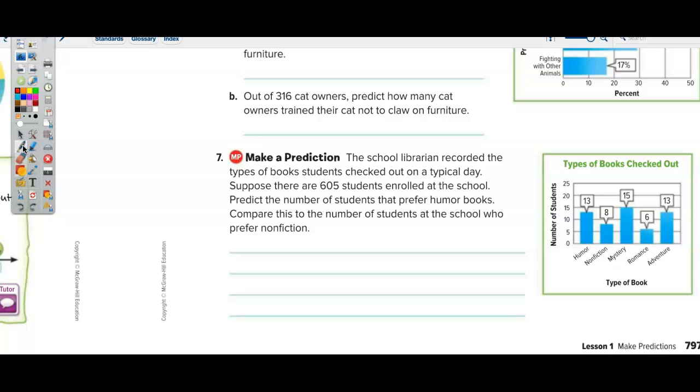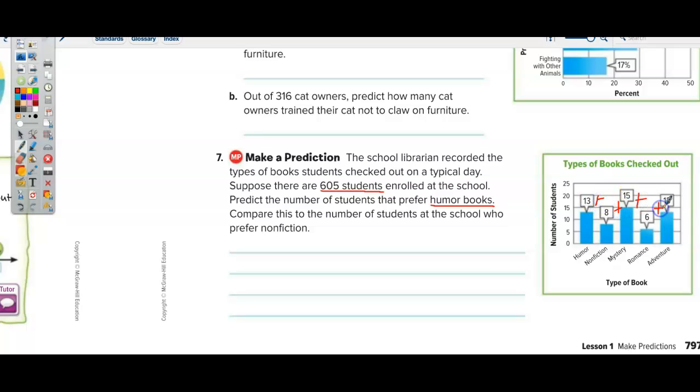So we got a lot of steps here. First of all, we have 605 students that are enrolled at the school, and we need to predict the number of students that prefer humor. So how are we going to figure out that? Brock, thank you for raising your hand. You have to add all the types of books that get checked out. So we want to figure out how many books were checked out on this day, right? The total. So what's my total?